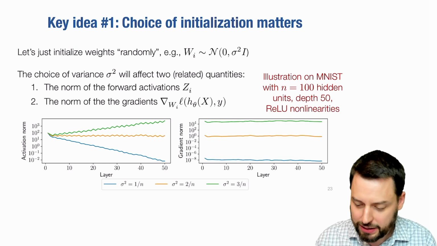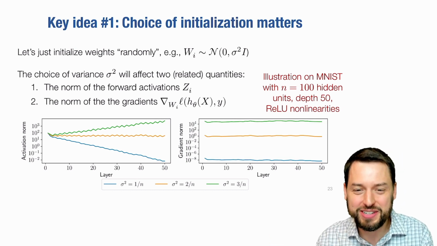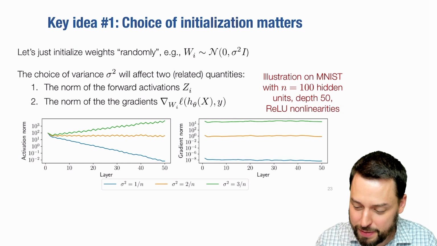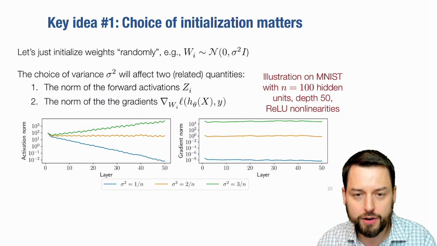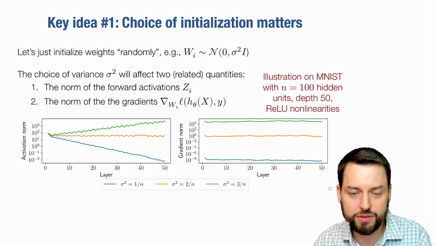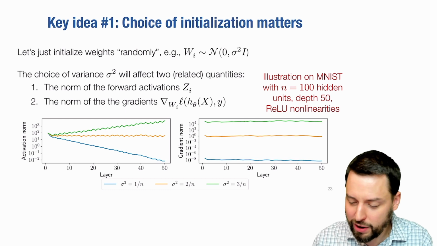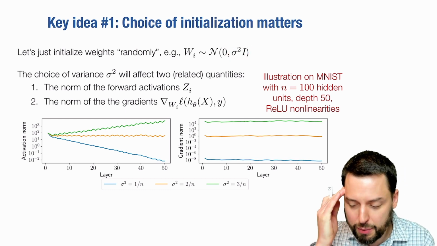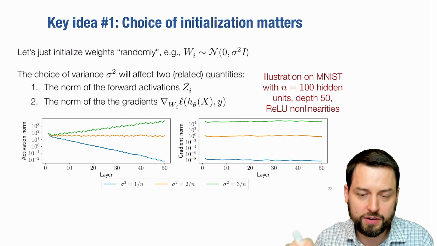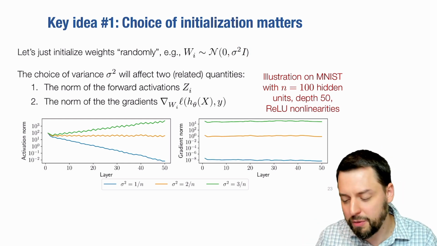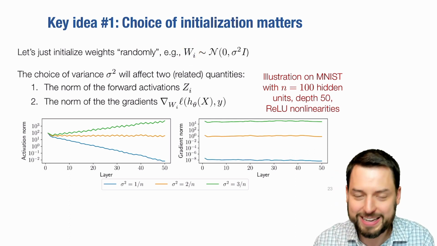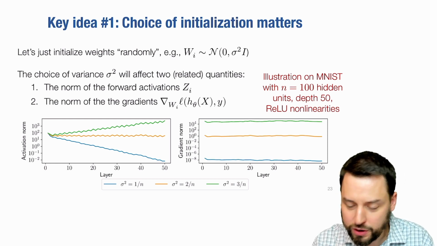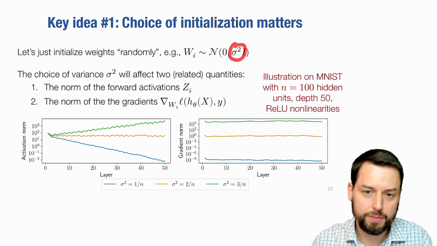So let's just initialize them randomly. That's a good choice, right? If there's nothing else to do, let's just pick them randomly. For example, let's imagine we pick our parameters to be normally distributed with mean 0 and some variance sigma squared. What I mean by sigma squared I is that each individual element of our weights is sampled. It's a little bit of abuse of notation, because technically this could be a tensor and this is a matrix, but whatever. All this means is that each element in our entire weight matrix or tensor is sampled according to an independent Gaussian with variance sigma squared.